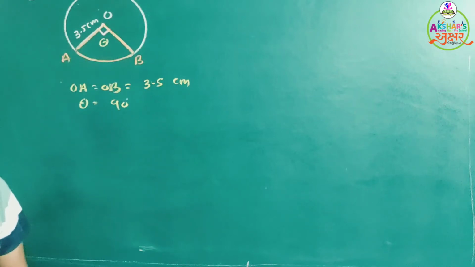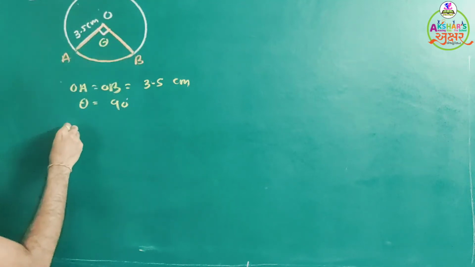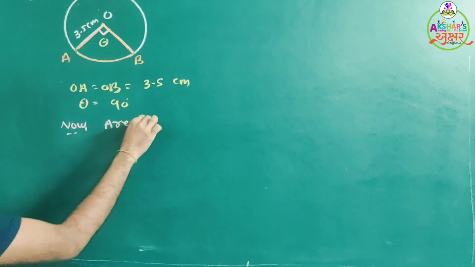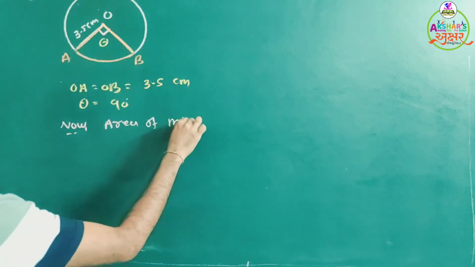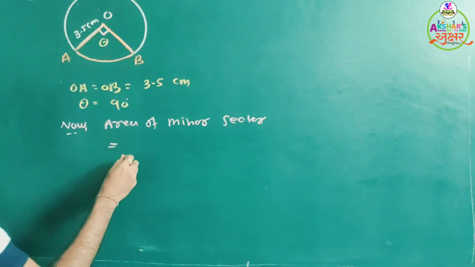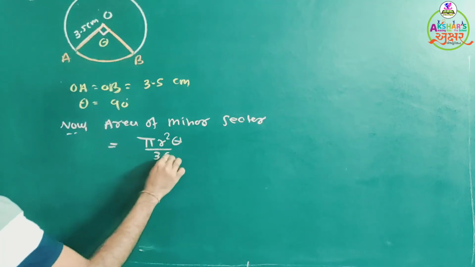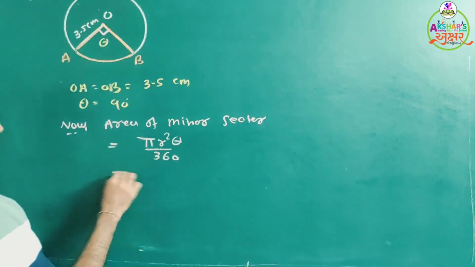Find the area of minor sector formed by two perpendicular radii of the circle. So now formula, area of minor sector is equal to pi r square theta upon 360 degree. So here put the values.